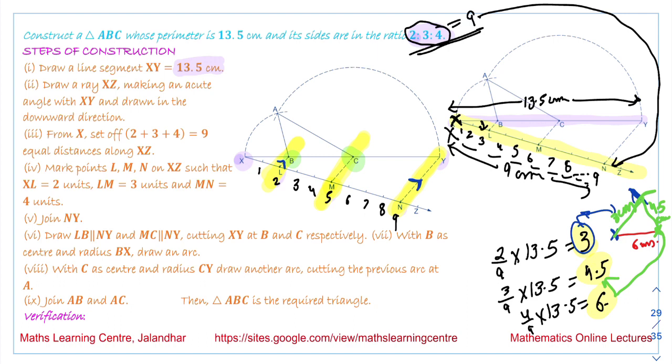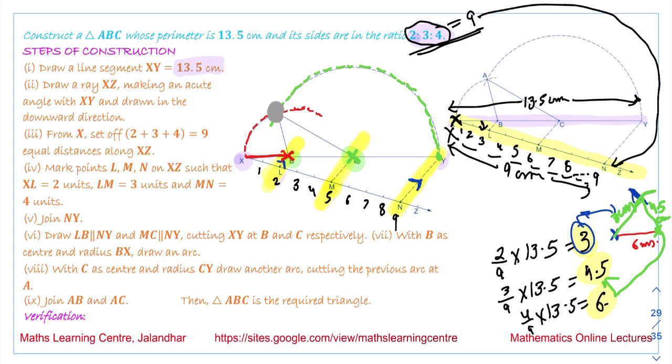Now the next thing we have to do is draw an arc. We will keep the compass at this point B first, and we will take BX as the radius and draw this arc over here. Now next we keep the compass at this point C, and the radius we have kept is CY, and we have drawn this arc over here.